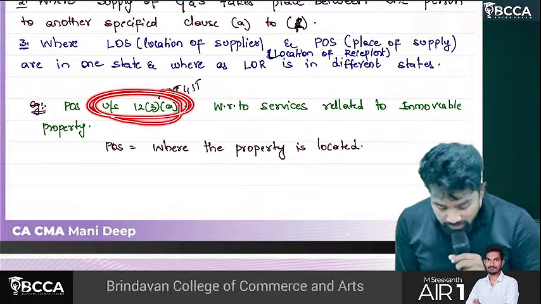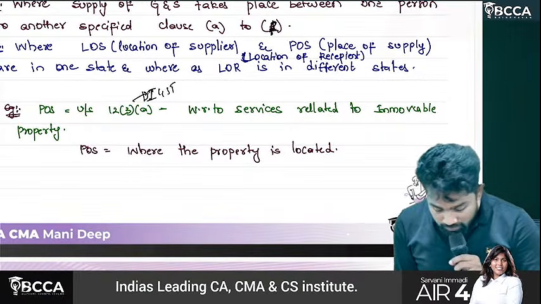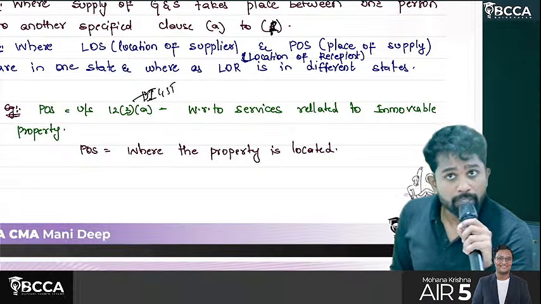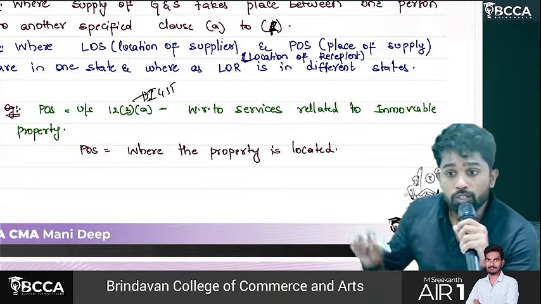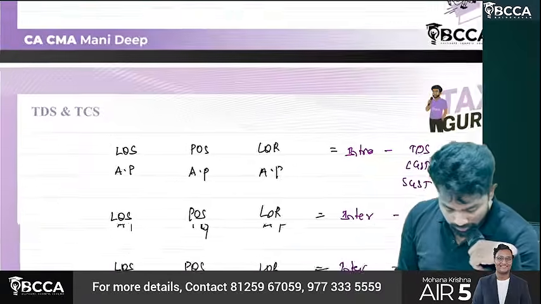Section 12 subsection 3A is a provision related to place of supply. It covers services related to immovable property. With respect to them, what is the place of supply? The location of the immovable property itself is the place of supply. Clear? Now look at this example, sir.